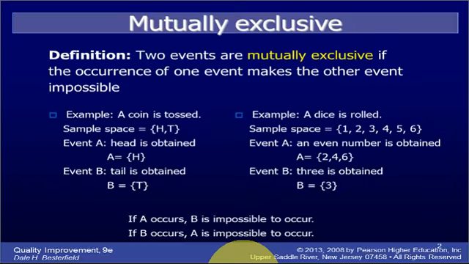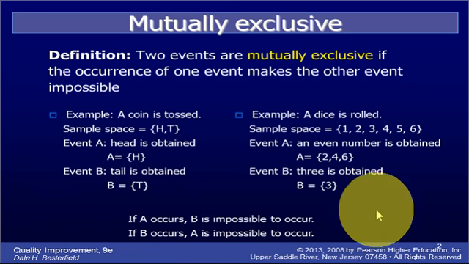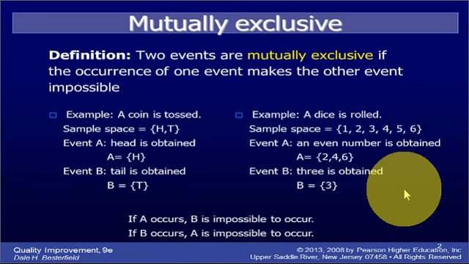Theorems 3 and 4 are used when you are asked to compute the probability that one event out of two or more events will happen. So this is in the form of asking for the probability of event A or event B. So first, we need to introduce the concept of mutually exclusive.